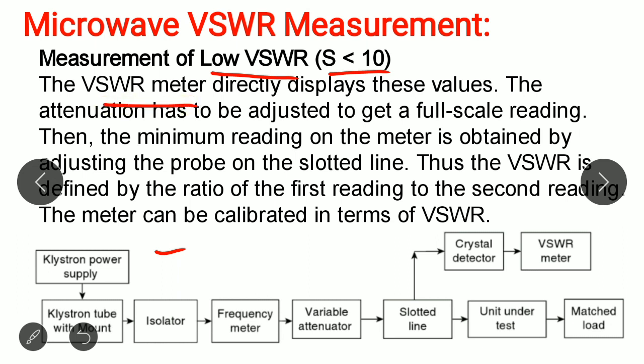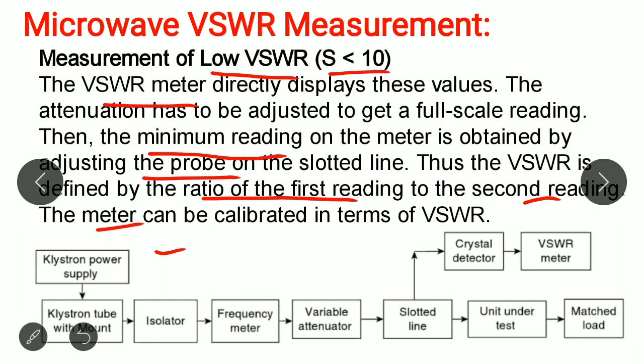The VSWR meter will directly display this value. The attenuation has to be adjusted to give a full scale reading on the VSWR meter, and then the minimum reading of the meter is obtained by adjusting the probe of a slotted line. Thus VSWR is defined as the ratio of the first reading to the second reading. The meter can be calibrated in terms of VSWR.